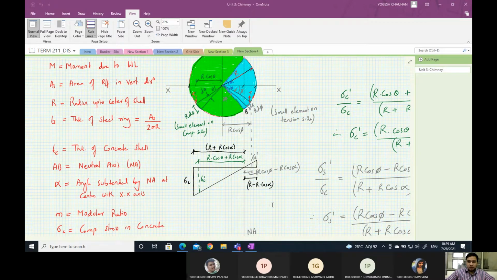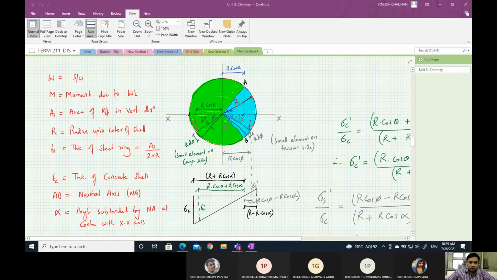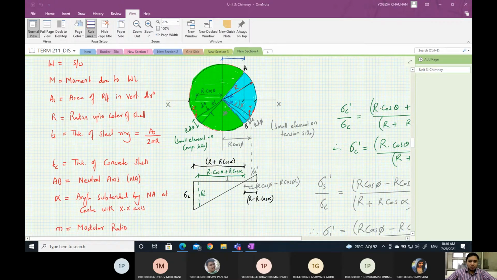And then we can also find its distance. So this small element is located at a distance r cos theta from the center of the shell. Similarly, this small element on the tension side is located at a distance r cos phi from the center line, and the neutral axis is located at a distance of r cos alpha, where r is the radius of the shell.